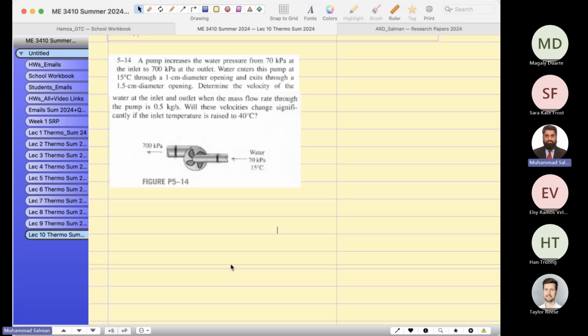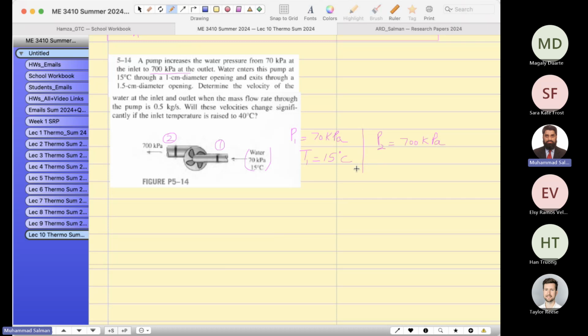Okay, let us solve this problem. A pump increases the water pressure. So initial pressure, this is my entry, this is my exit. Initial pressure is 70 kilopascals. Initial temperature is 15. Usually we don't need Kelvin for this one, I'll just leave it as 15 Celsius. And at exit, pressure has been raised to 700 kilopascals.